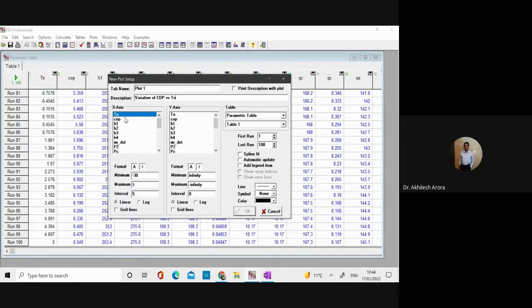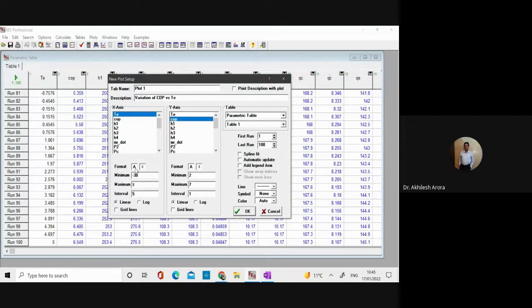So on x-axis it is TE. Is it correct? And on y-axis is it COP? Is it okay? On x-axis, yes sir. Okay. So on x-axis we are taking TE. On y-axis we are taking COP. Yes, sir.